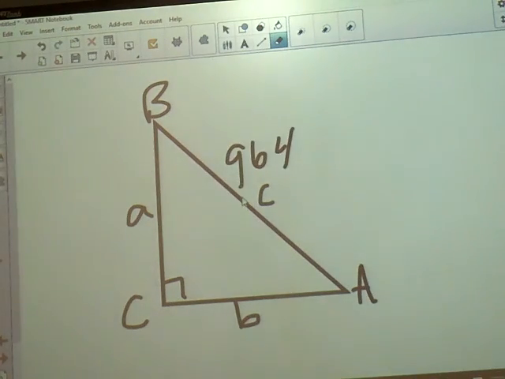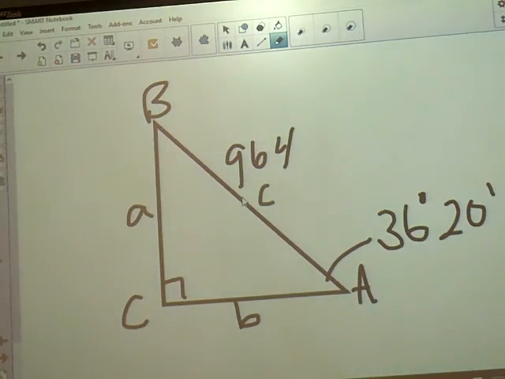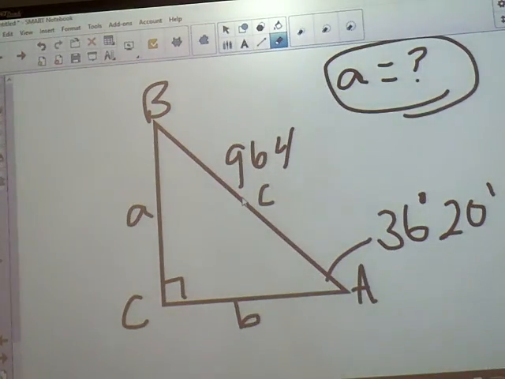Alright, my hypotenuse is 964 meters. Angle C is my 90-degree angle. Angle A is 36 degrees and 20 minutes. All you have to find is side A. You do not have to solve the whole triangle. Just find side A. I've not pushed the button to send it yet. I will do that while you're working.